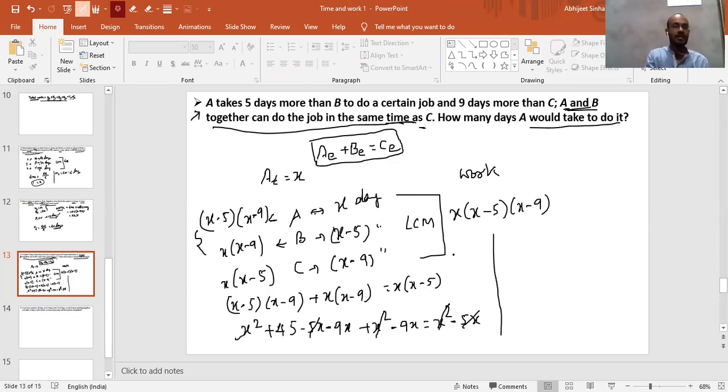What you will get here is X square, and minus 9x and minus 9x, which is nothing but 18 times X plus 45 equals 0. So if you solve this quadratic equation, you will get X equals 15 or 3, right? Because 15 plus 3 is 18 and 15 into 3 is 45, right? But can anyone tell me, we are getting the value of X as 15 or 3. Can we take both values, or can we take only one? If we take both values, then fine. If we take only one, then which value should I take?